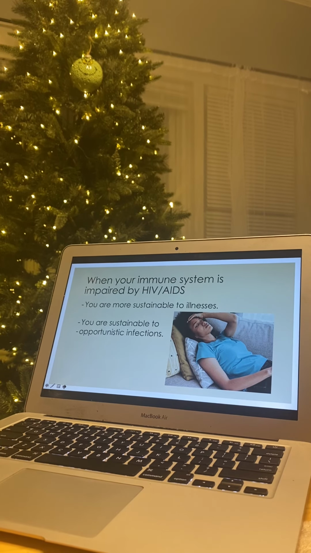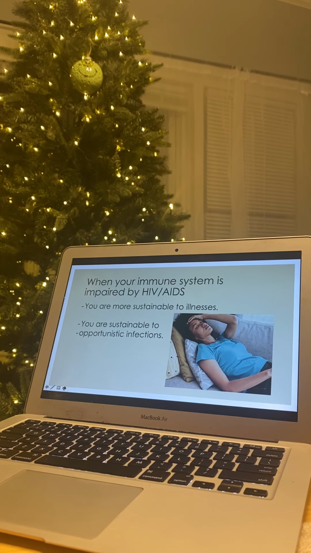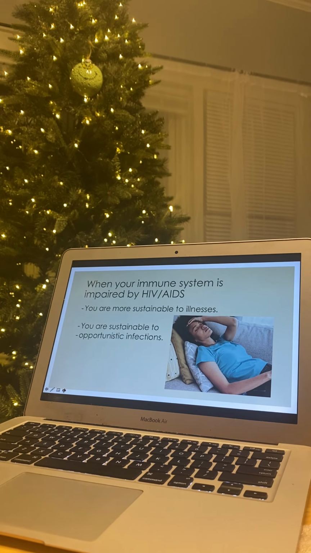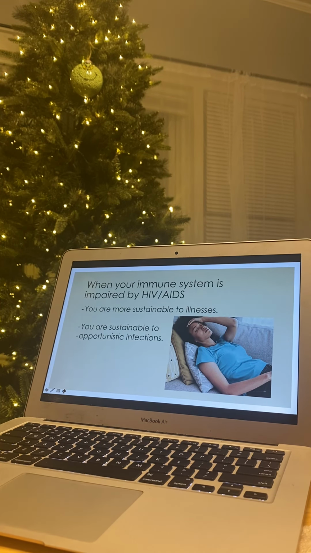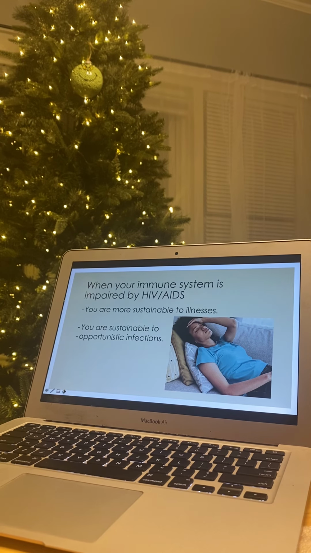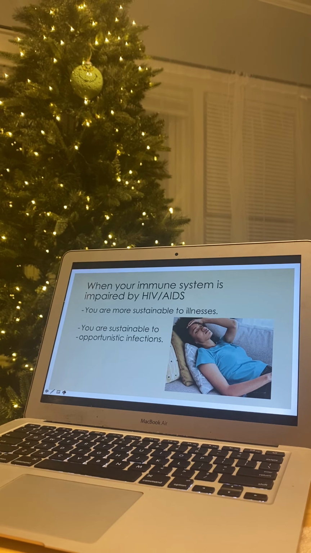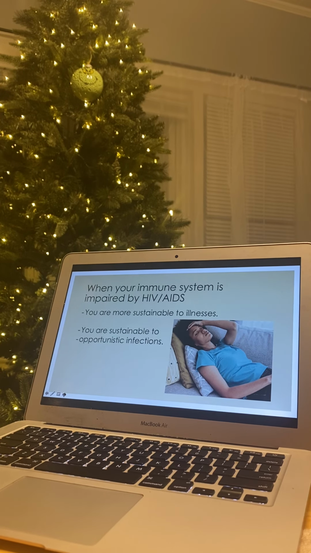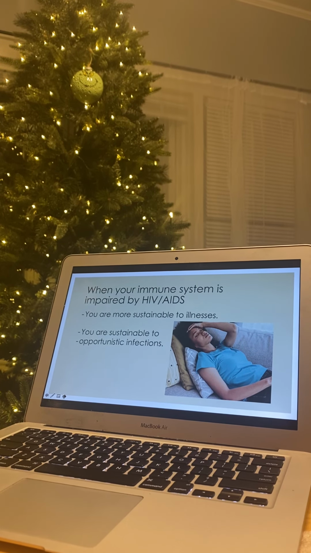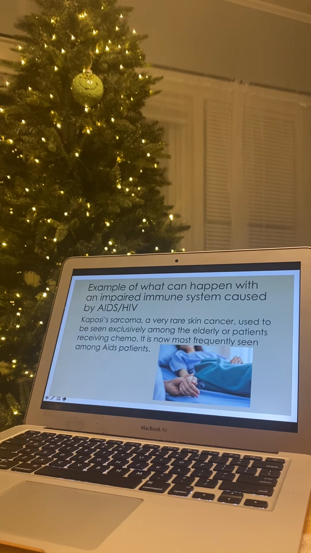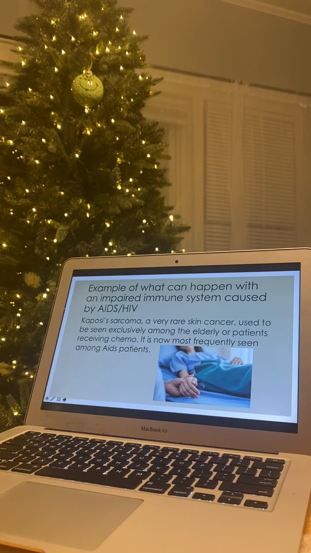When your immune system is impaired by HIV and AIDS, you are more susceptible to illnesses, and you are susceptible to opportunistic infections, which are infections that can be controlled by a normally functioning immune system, but that cause illness in a person with immune deficiency, which are infections that can normally be fought off by a person with a healthy immune system. Here is an example of what can happen with an impaired immune system.